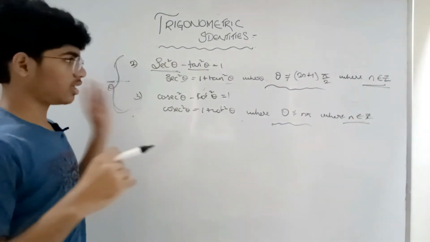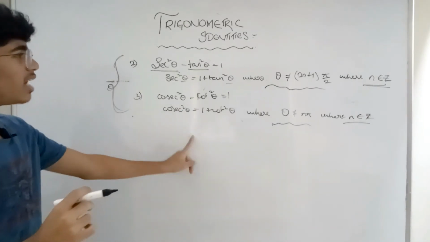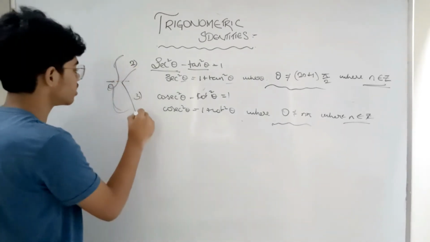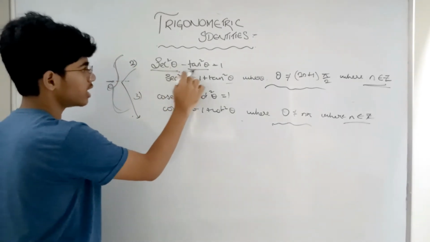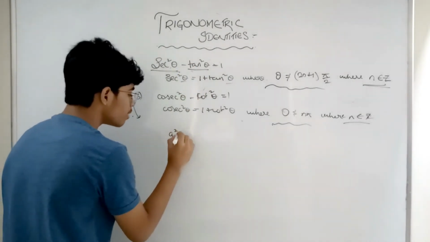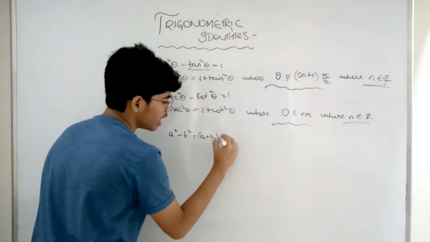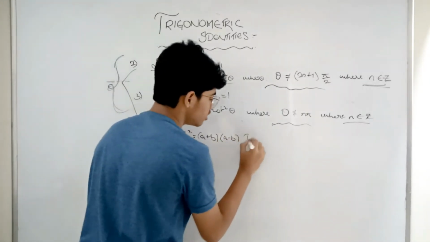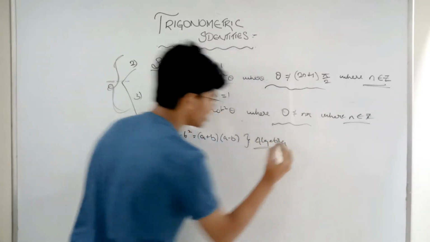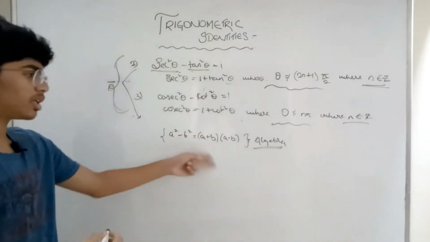Yeah, these are the two important trigonometric identities. Now, if we expand these trigonometric identities, what do we get? See, if we expand this, secant square theta minus tan square theta equal to 1, right? So, a square minus b square equal to a plus b into a minus b. This is from algebra. Everyone must know this if you are listening to this lesson, right? This is an identity in algebra. A square minus b square equal to a plus b into a minus b.